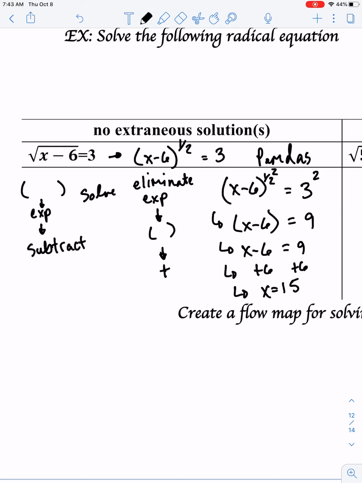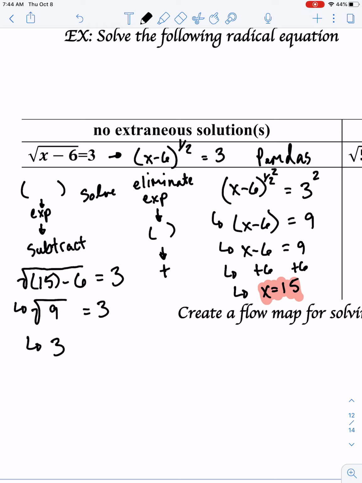Now, that being my final answer, you always want to go back and double check your work. Where you see a variable or what you solved for, you're going to plug that number into your original equation, and it must fit your original equation. Now I'm just going to simplify. 15 minus 6 is 9, and the square root of 9 is indeed 3, and 3 is equal to 3, so it works. I'm going to finish it off by putting a check mark.